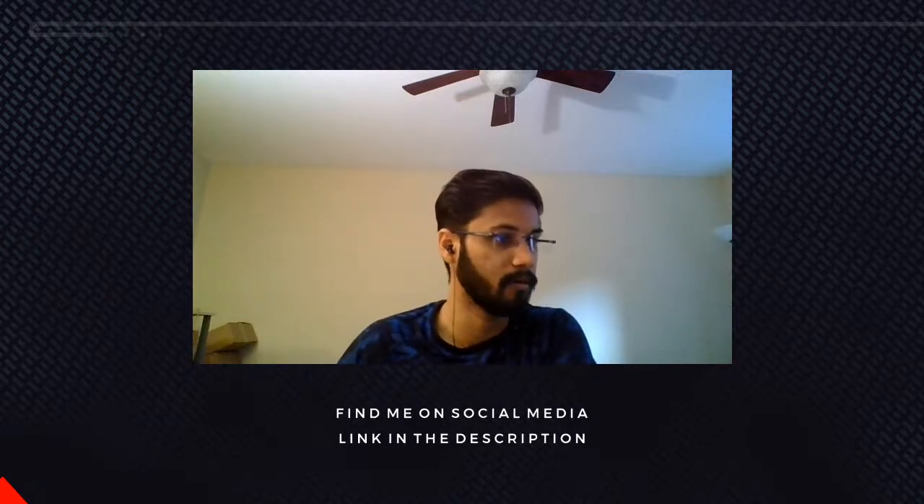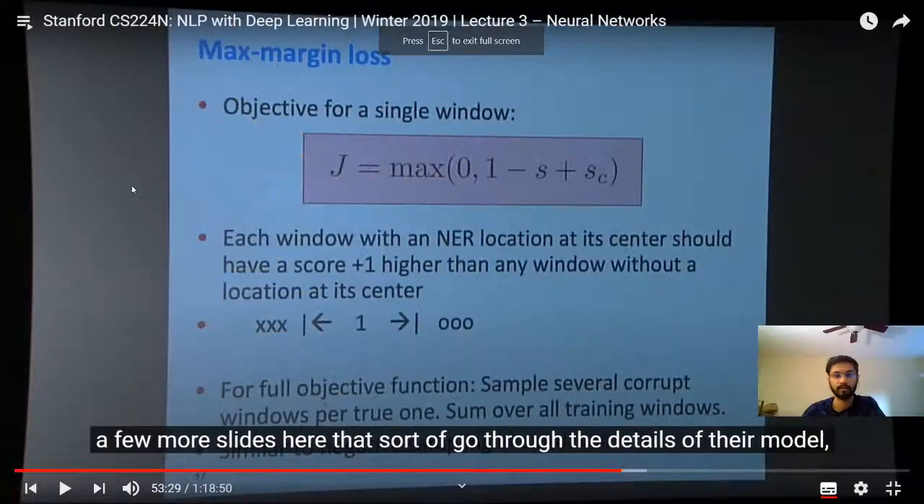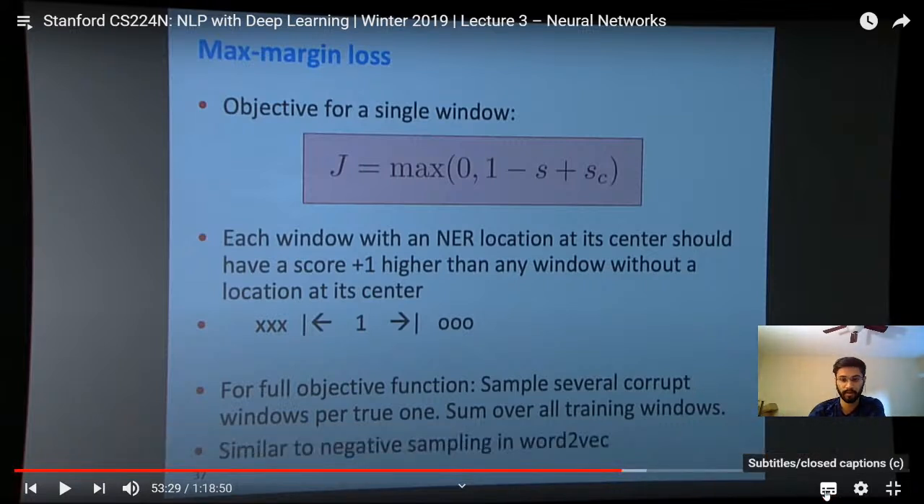Okay, we're back. So each window with an NER location at its center should have a score +1 higher than any window without a location at its center. Okay. For the full objective function, sample several corrupt windows for each true one, and sum over all training windows, similar to negative sampling in word2vec.